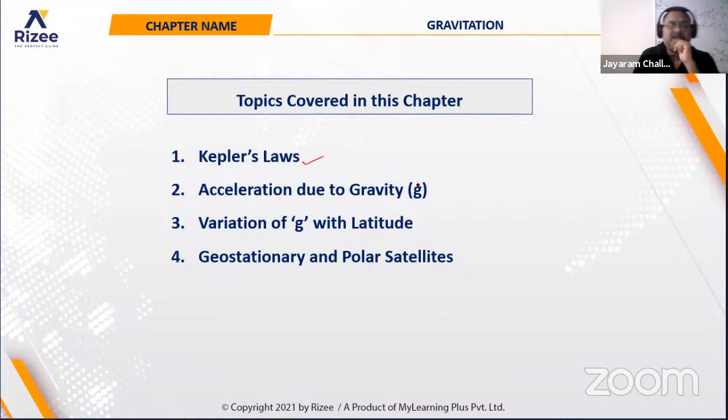One is Kepler's laws, and the second one is acceleration due to gravity and the variation of acceleration due to gravity with latitude, and all these things, geostationary satellites and polar satellites. So these are the important topics. Along with this, I'll also discuss some of the important formulas and relations in this particular chapter on gravitation.